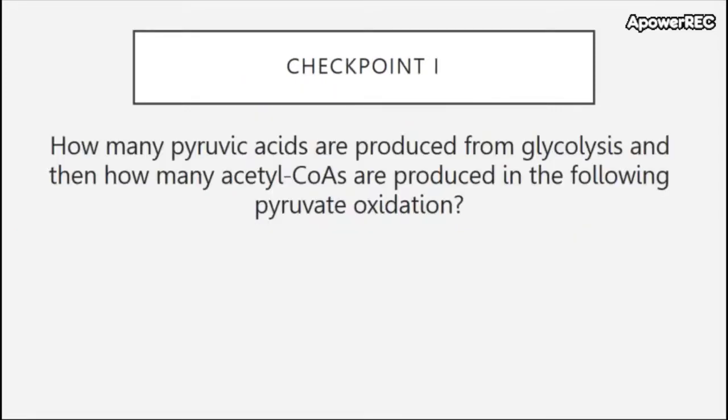So this is a great time to pause and reflect on what we've just learned. Checkpoint 1, tell me how many pyruvic acids are produced from glycolysis, and then how many acetyl-CoAs are produced in the following pyruvate oxidation.